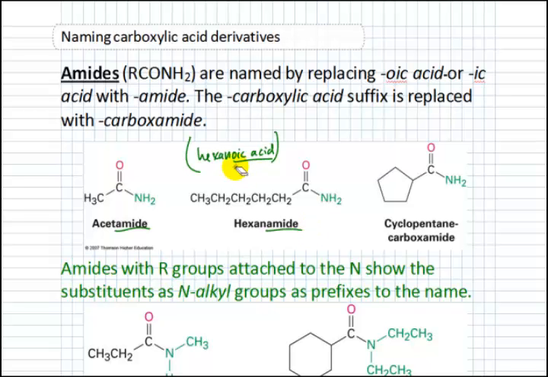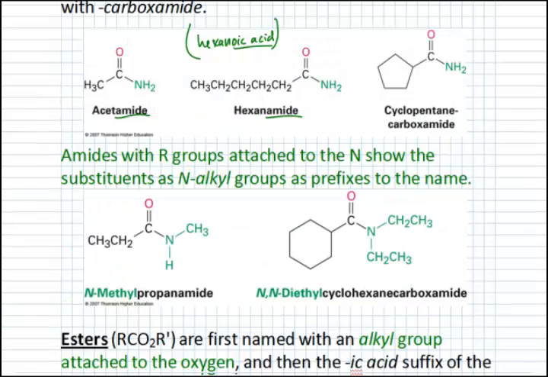It's a little different from the acid chlorides and so on. If we used carboxylic acid, we'll replace it with carboxamide. So if I had cyclopentane carboxylic acid, that would be OH here. That becomes cyclopentane carboxamide.